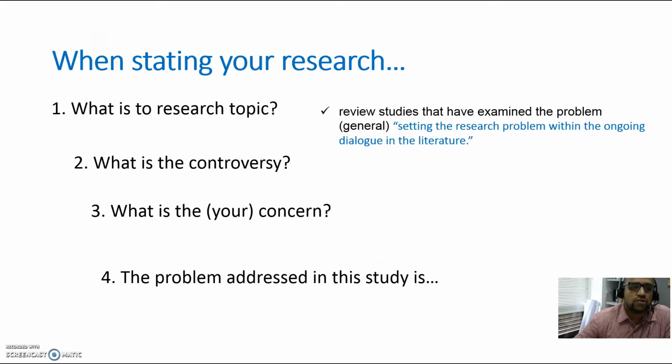When stating your research, it's important to say the research problem, to mention what is the research topic. From the beginning, it has to be something that we can tell immediately. When you're writing what is the controversy, you're setting the research problem within the ongoing dialogue in the literature. So that's the reason why, when you present the controversy or the issue that you're addressing, it's important to take a look at the literature, a quick one.